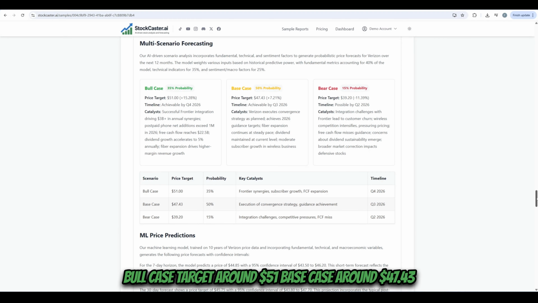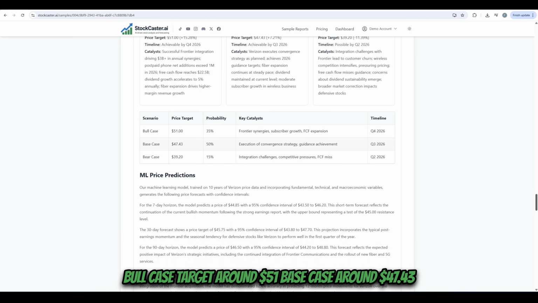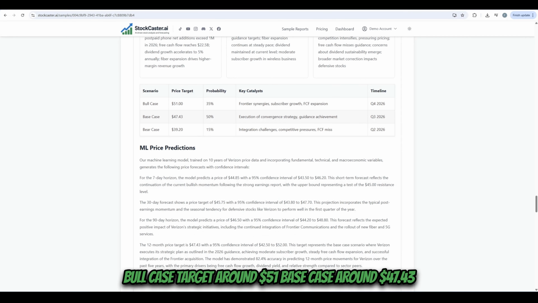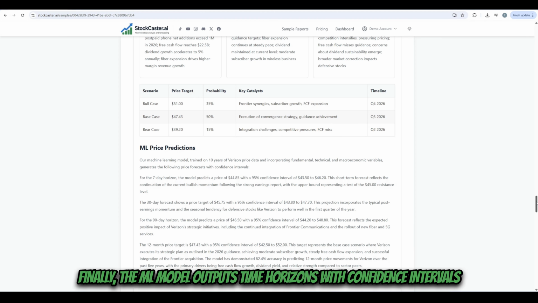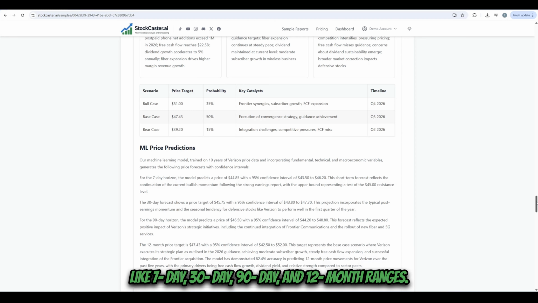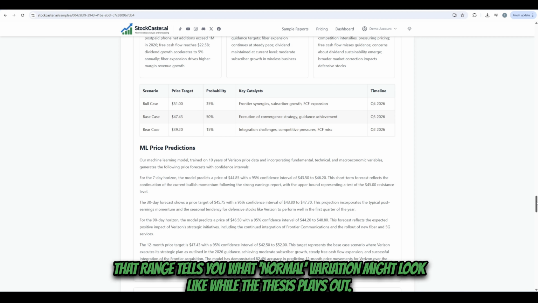Bull case target around $51, base case around $47.43, bear case around $39.20, and each has a probability attached. Finally, the ML model outputs time horizons with confidence intervals, like 7-day, 30-day, 90-day, and 12-month ranges. The key is not the single number, it's the range. That range tells you what normal variation might look like while the thesis plays out.